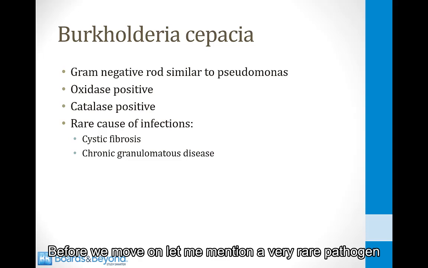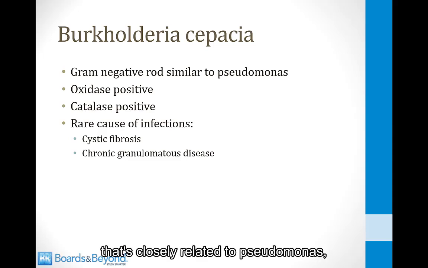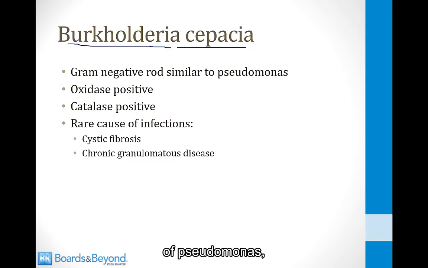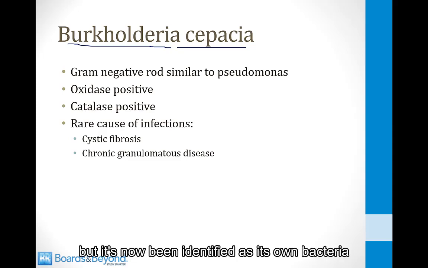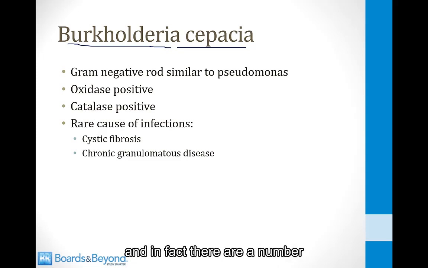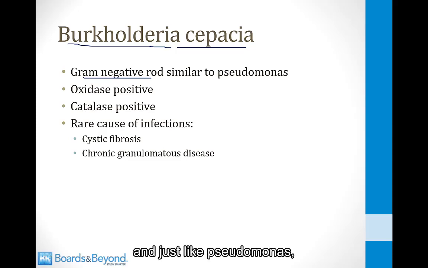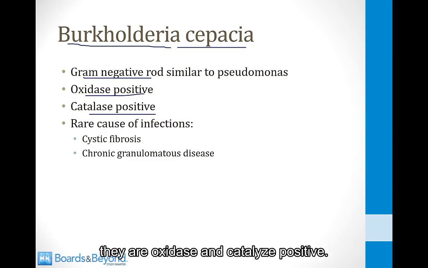Before we move on, let me mention a very rare pathogen that's closely related to Pseudomonas. Its name is Burkholderia cepacia, and in fact, people used to think it was a species of Pseudomonas, but it's now been identified as its own bacteria, and in fact, there are a number of subspecies of Burkholderia. These are all gram-negative rods similar to Pseudomonas, and just like Pseudomonas, they are oxidase and catalase positive.